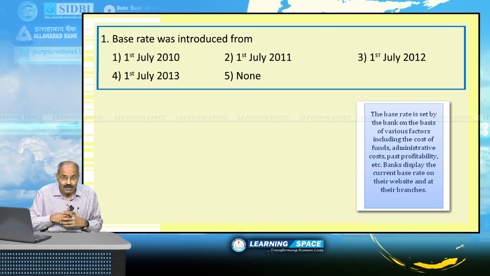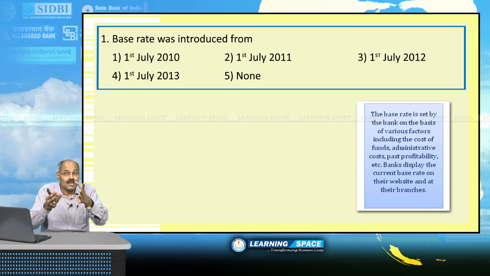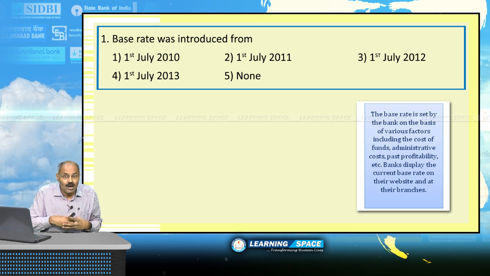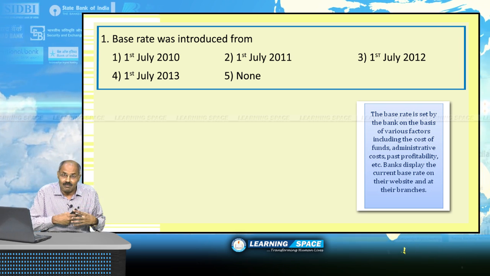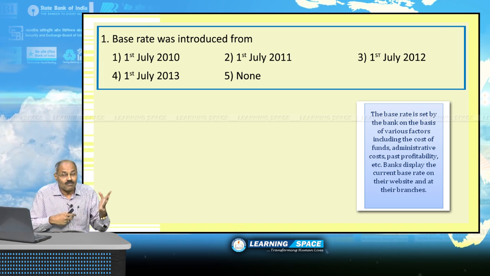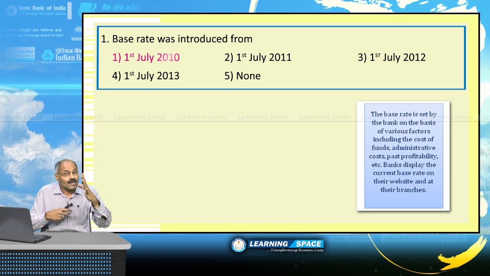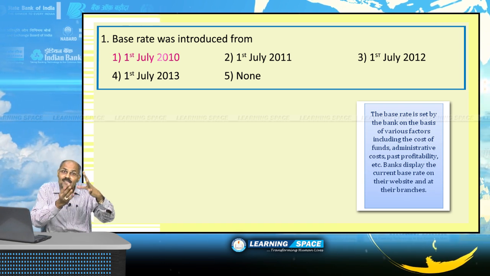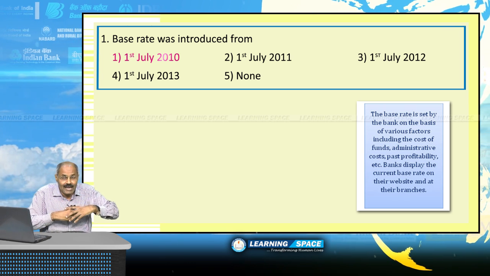transparent. The Deepak Mohanty committee was nominated to look into the problems pertaining to benchmark prime lending rate, and based on the Deepak Mohanty committee recommendations, base rate came into existence from 1st July 2010. Base rate came into existence replacing benchmark prime lending rate from 1st July 2010.